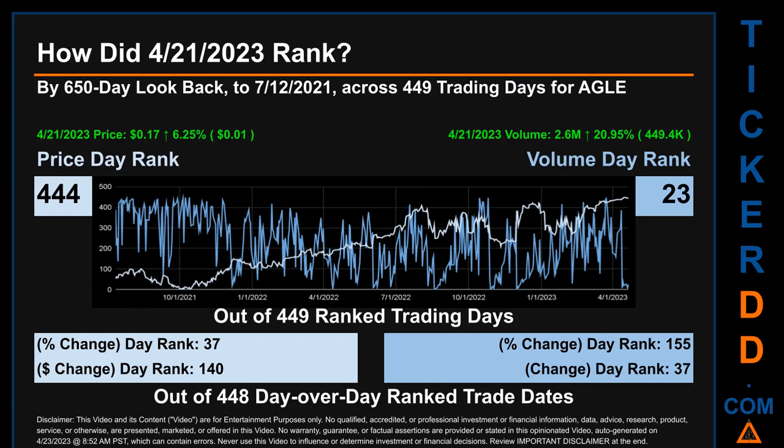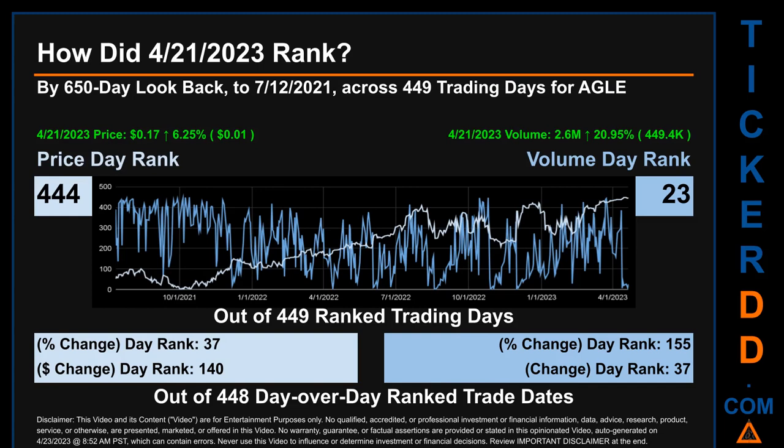How did April 21, 2023 rank for AGLE? By 650 calendar day look back to the 12th of July 2021, across 449 trading days, April 21, 2023 price ranked 444 while its volume ranked 23. Each of the 449 trading days were ranked amongst themselves by highest end-of-day price and volume, with a rank of 1 being the highest and 449 being the lowest ranked day.